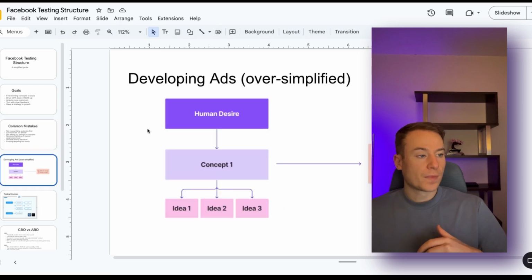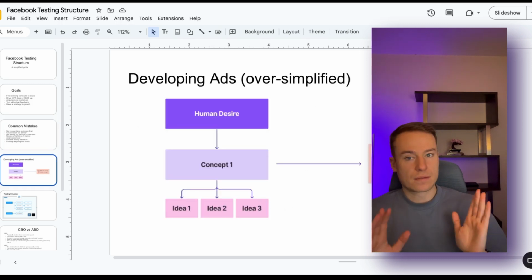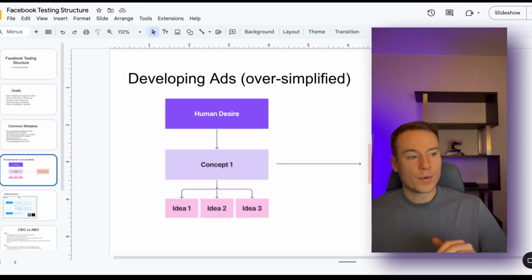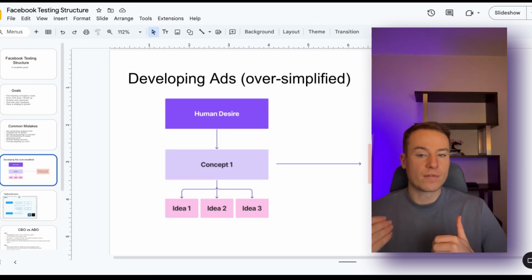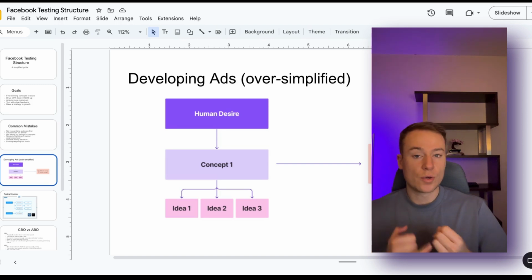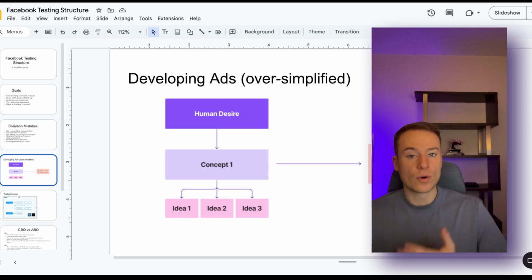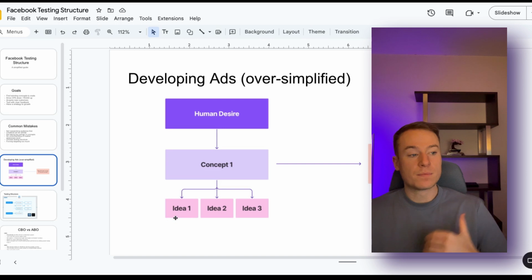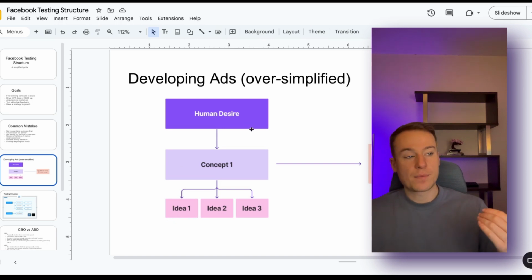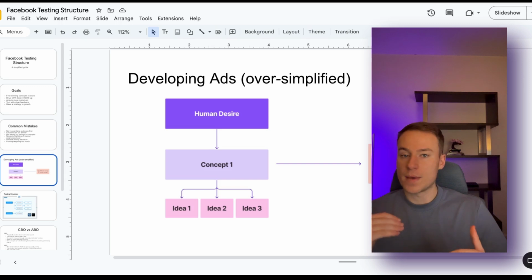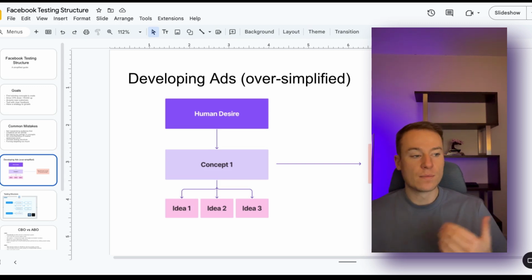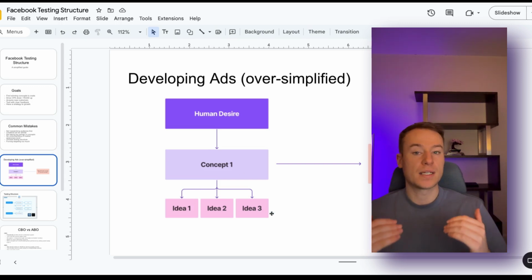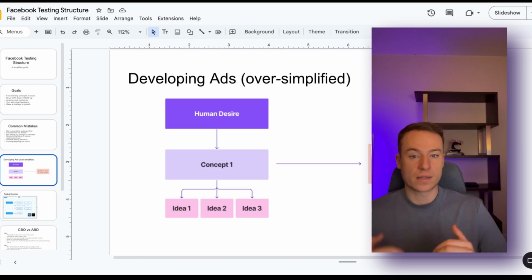So when you are developing ads, and this is super oversimplified, you want to base your concepts off of an idea, so off of either a human desire or an emotion that you want to draw out, or even trends that you notice within your own reviews. And once you have a concept, then you develop ads based off that concept. So just an example here: let's say that the human desire is acceptance, then the concept might be based more around confidence, and you might develop 3 ads that specifically talk about confidence as what the product delivers.